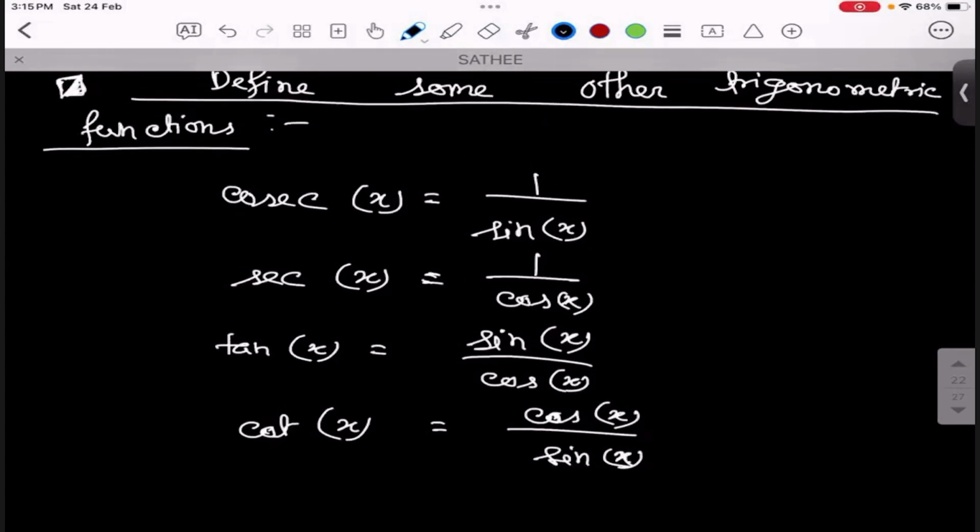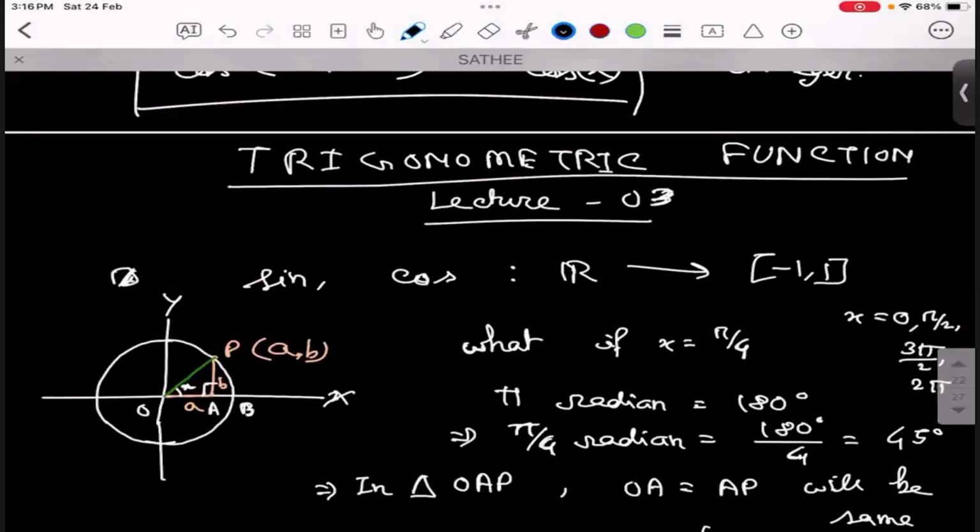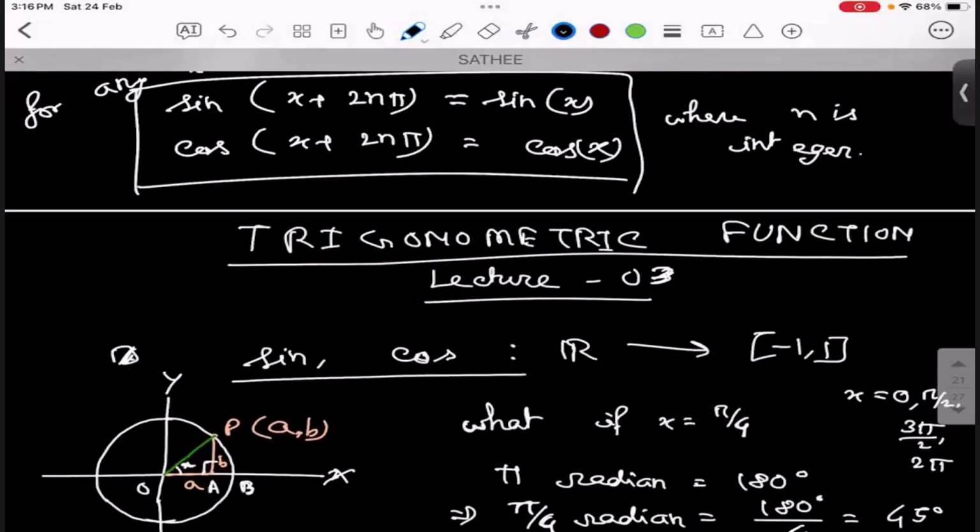Okay. Now the thing is, for a function, we must be aware of its domain and range. In the last class, we discussed the domain and range, and also stated that the sine and cos functions have the real numbers as the domain and the range is -1 to 1. The closed bracket -1 to 1. Closed bracket means it will attain the end values.